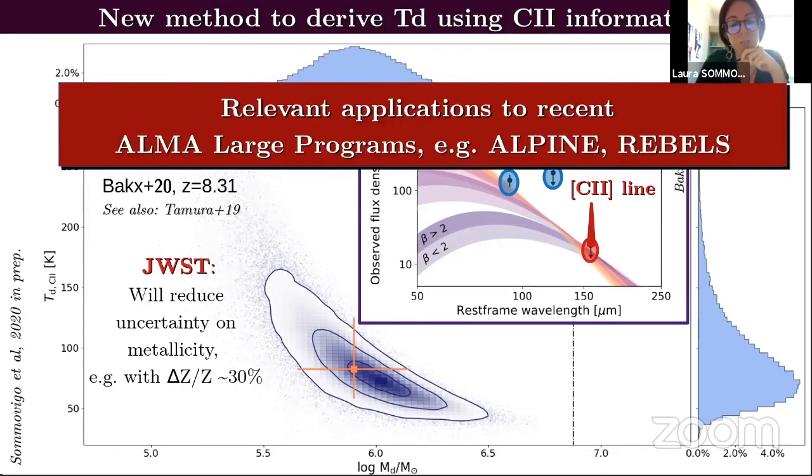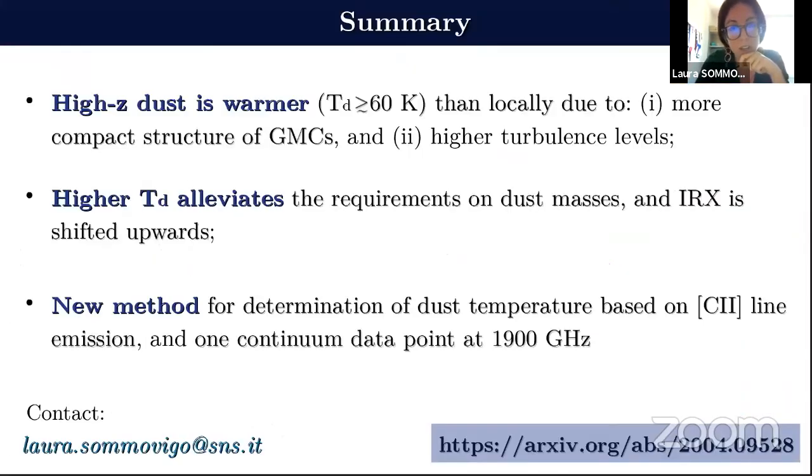This method has some relevant applications in the context of recent ALMA large programs such as ALPINE and REBELS, which both target [CII] emitters at high redshift. I leave you to my summary, and thank you for your attention.